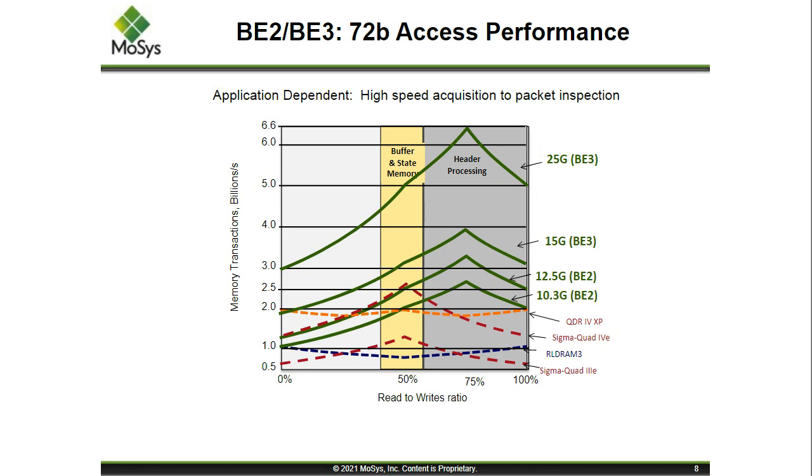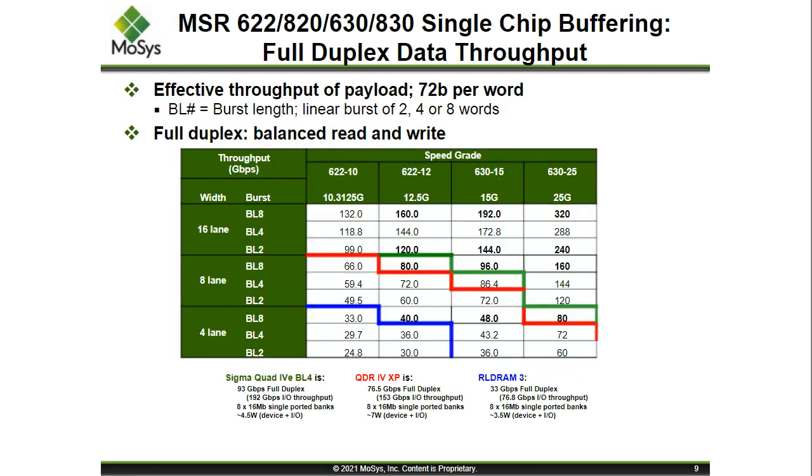What the MoSys product, on the other hand, we've designed it a little bit differently, where we're looking at 75% reads and 25% writes. So memory access is where you don't constantly just go back and forth with writes and reads. So table kind of structures. But you can also see that even with that structure, the internal architecture of the device, we can outperform the standard QDRs and Sigma quads in the market today.